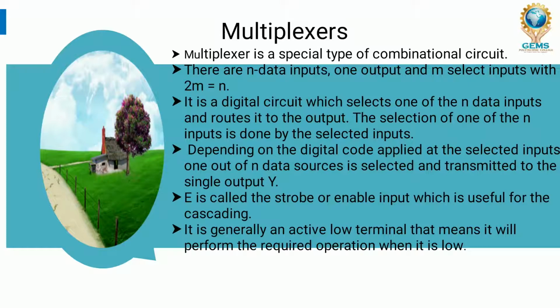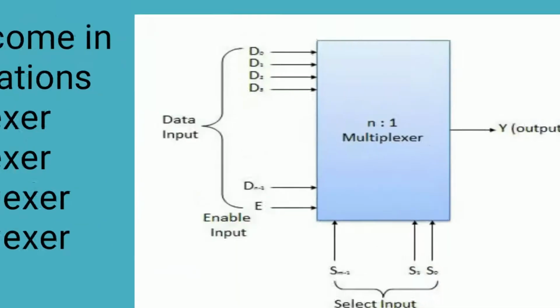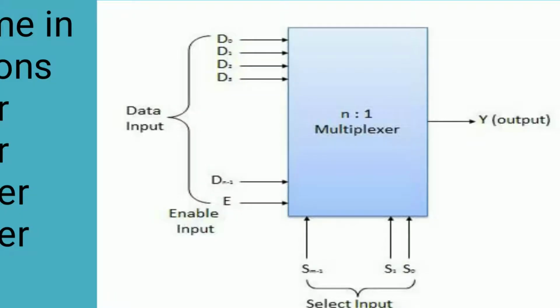So many applications are there. Applications of multiplexers: why are we studying multiplexers? A multiplexer takes multiple inputs and gives one output. I will show the diagram. Look here, this is the multiplexer. It takes data inputs, multiple inputs, and gives only one output.